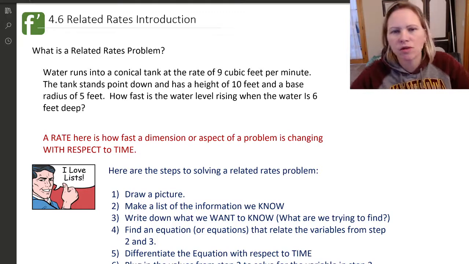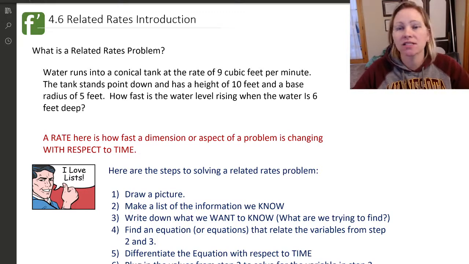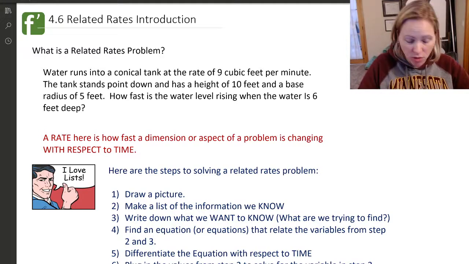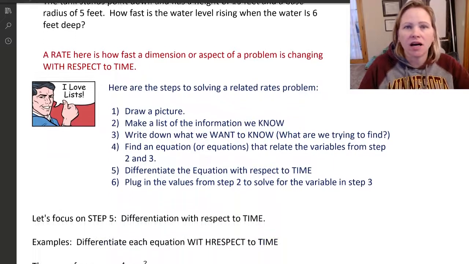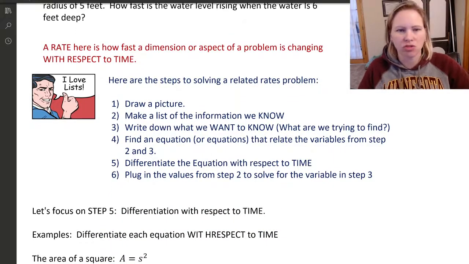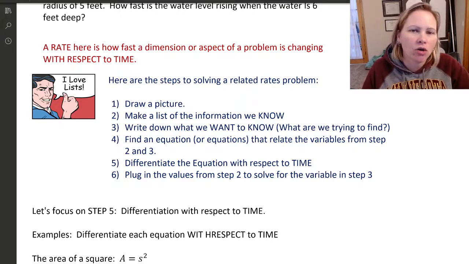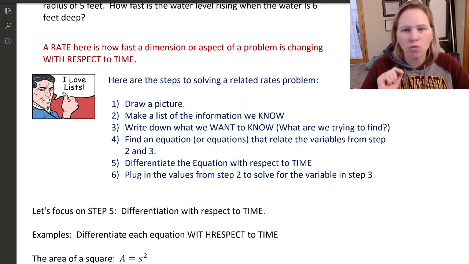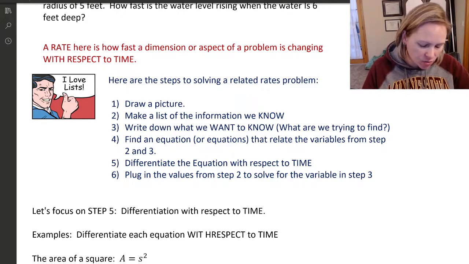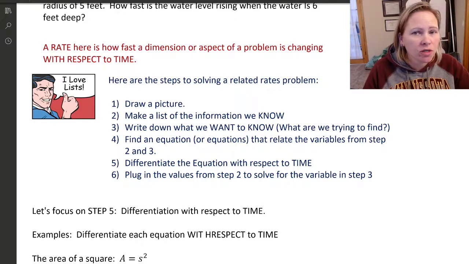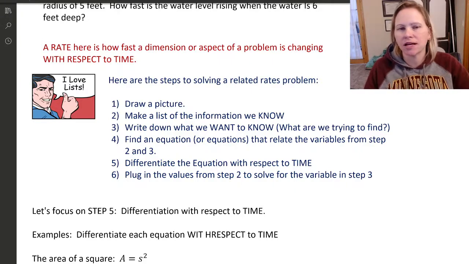And so what we do is we relate everything to time. Time is the constant. And so here are the basic steps that we are going to eventually solve this problem using. Step one, we're going to draw some sort of picture. Step two, we're going to make a list of all the information we know. Step three, we're going to write down what we want to know. So what is that missing piece and what are we trying to find? Then we're going to find an equation, or maybe a couple different equations, that will relate all the information that we're given. And then finally, we're going to differentiate the equation with respect to time.